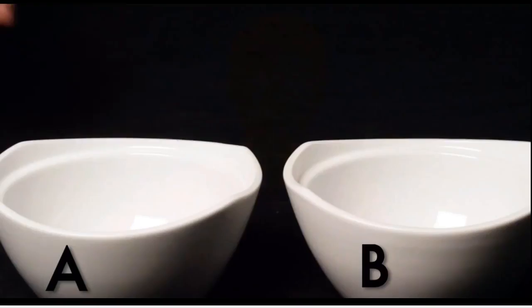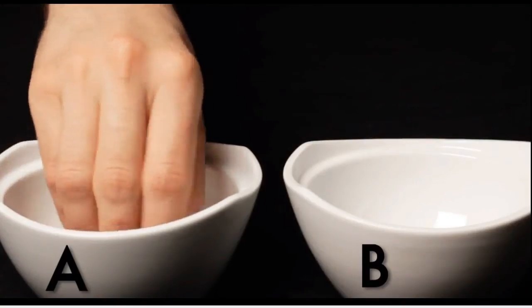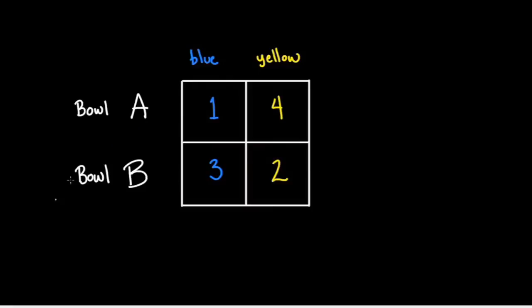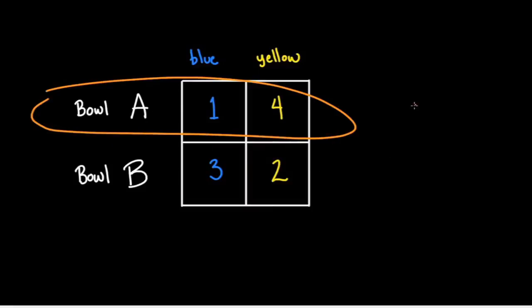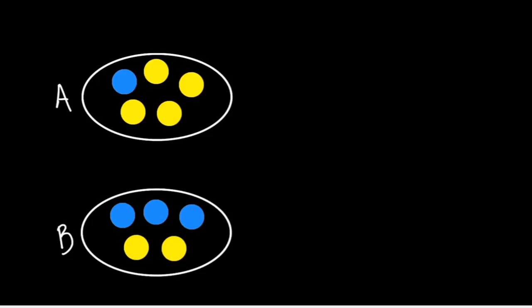What if you must draw from bowl A? What's the probability of drawing a blue marble given that you draw from bowl A? Let's go back to the table and consider only bowl A. Bowl A contains 5 marbles, of which 1 is blue, so the probability of picking a blue one is 1 in 5. Notice that the probability has changed.